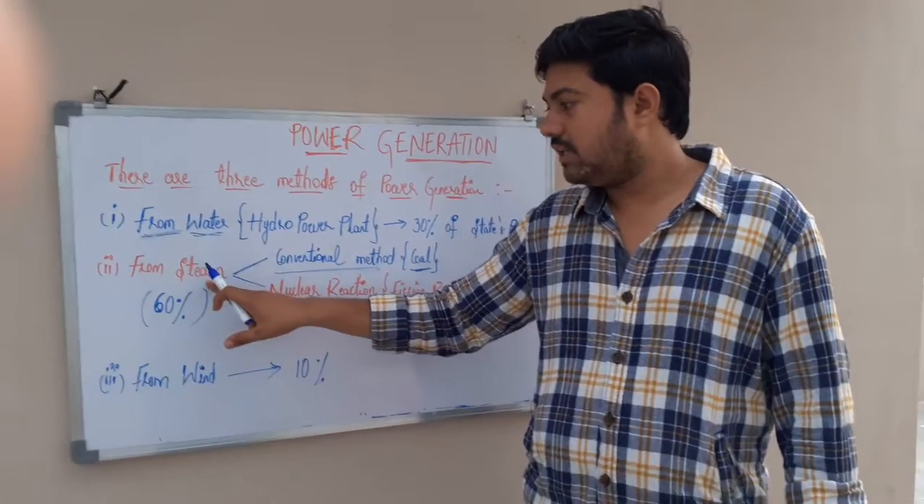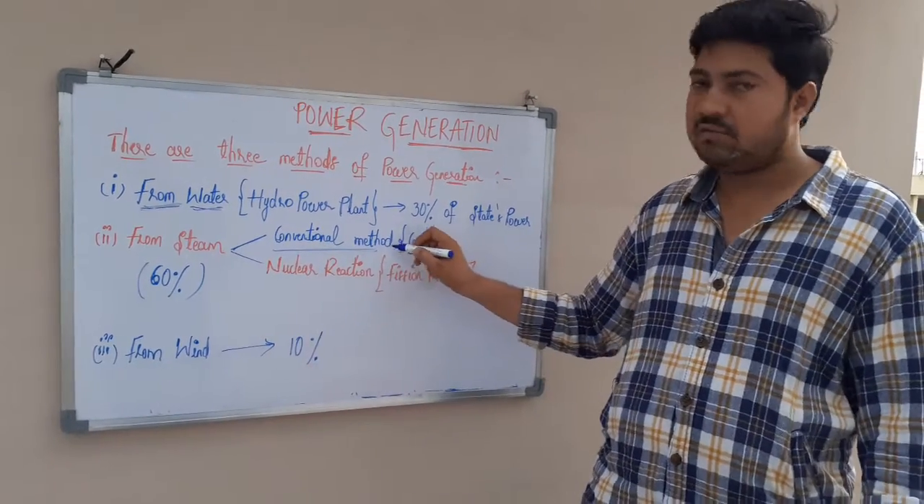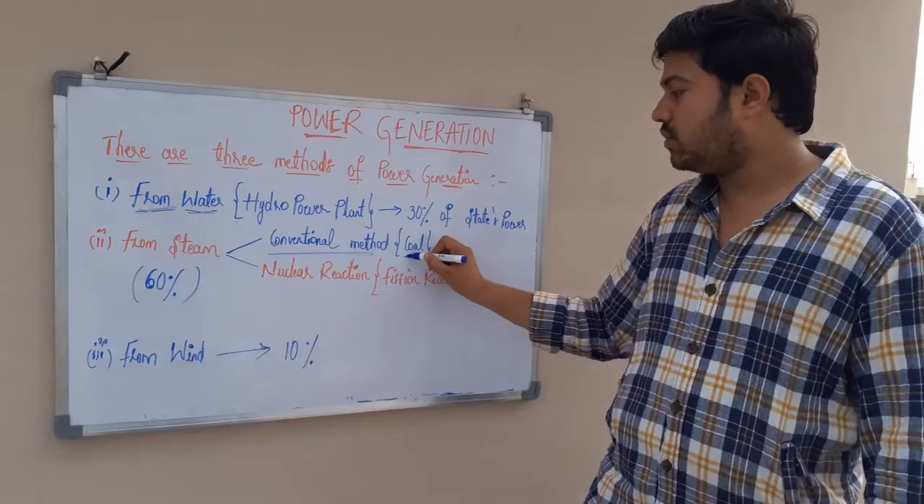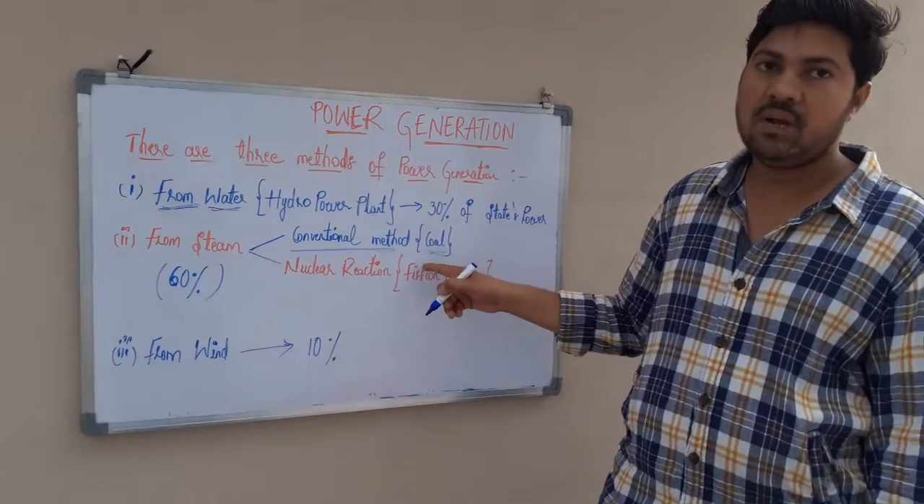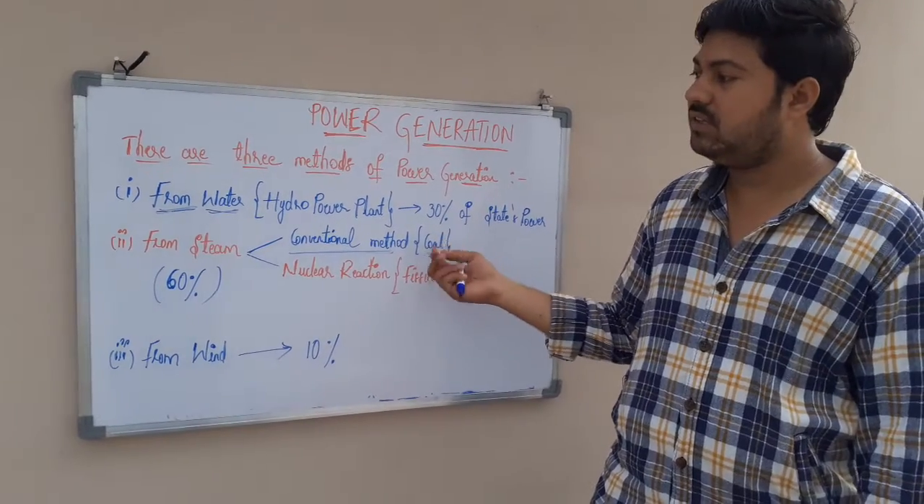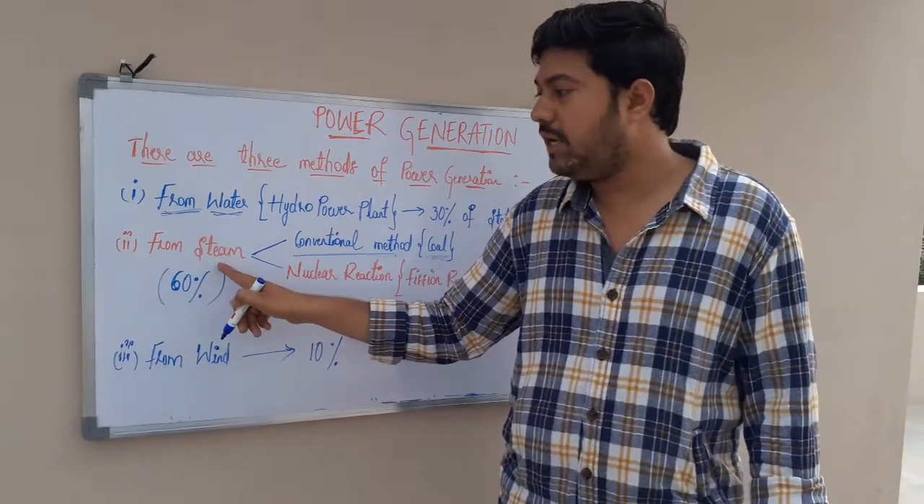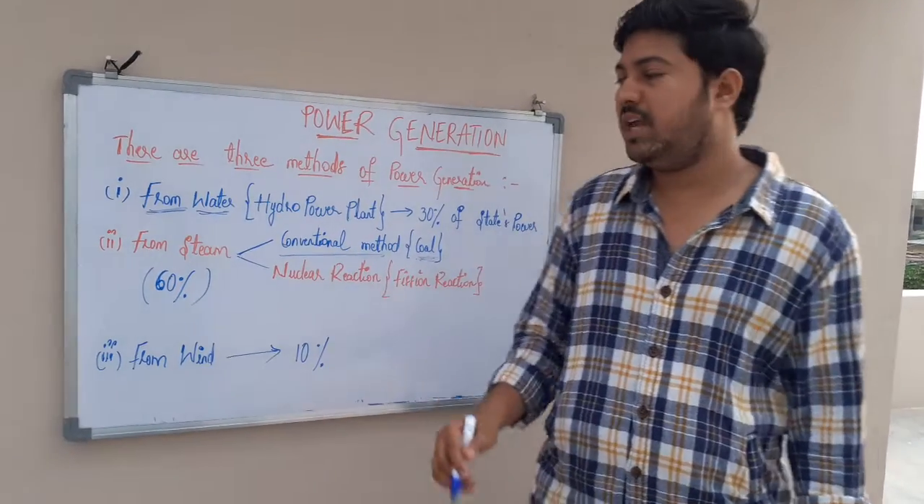And under steam, we have two methods. One is the conventional method of steam generation, that is, first one is coal. We know that coal is a fuel. When we burn coal, it will generate a lot of heat. Because of this heat, we will convert water into steam, and because of this steam, power will be generated.